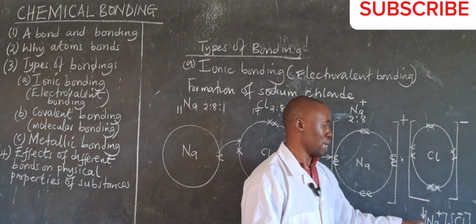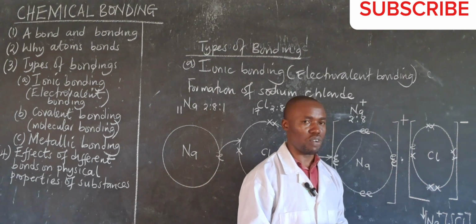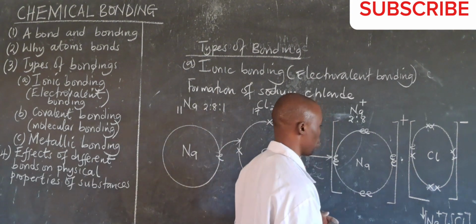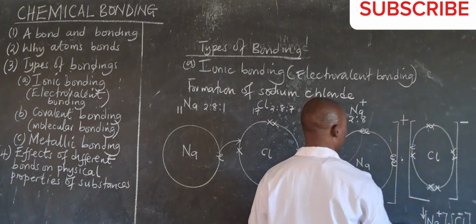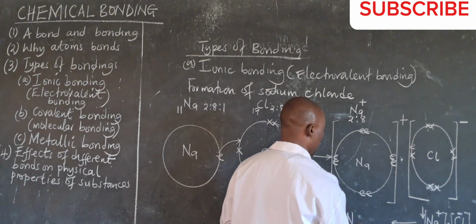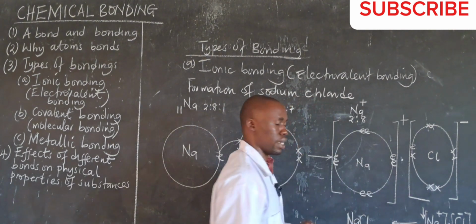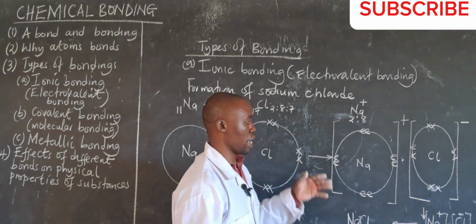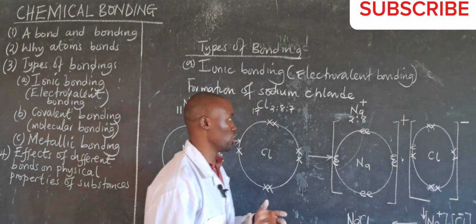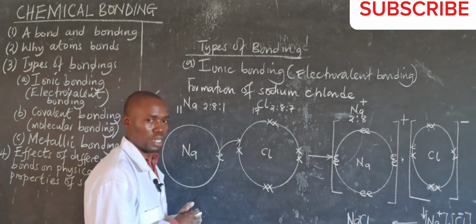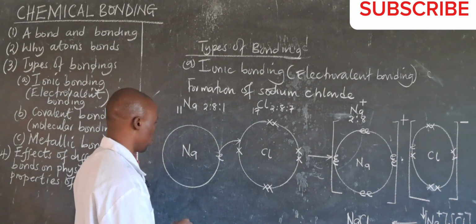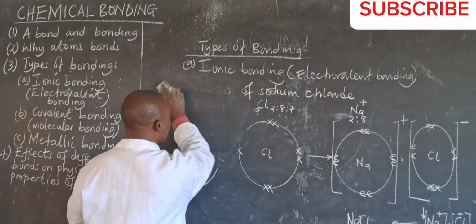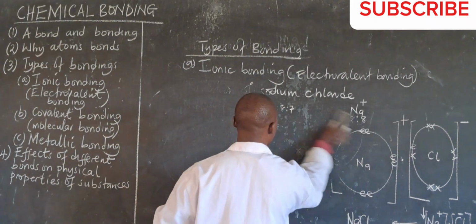Now when we see sodium nearer the chloride, they will attract and form our compound that we are calling sodium chloride. That's how we form sodium chloride in a chemical reaction between sodium and chlorine. Let's look at another example here, maybe the formation of magnesium oxide.